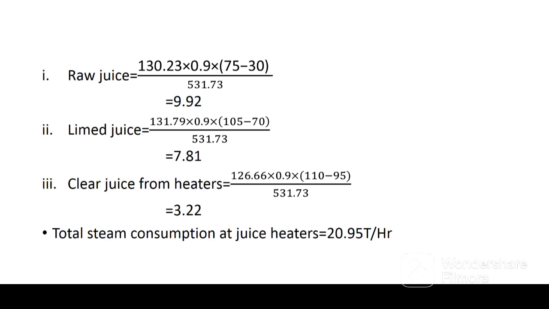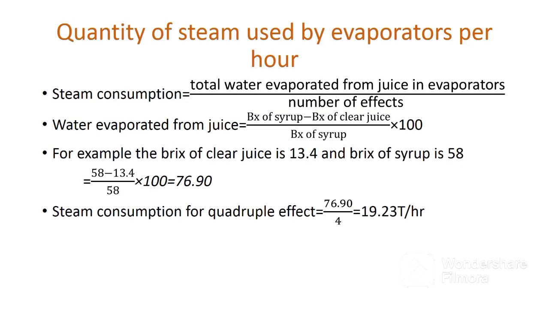So to get the total steam consumed by juice heaters, you will take 9.92 plus 7.81 plus 3.22, which equals 20.95 tons per hour. So in 1 hour, the steam consumed by juice heaters is 20.95. Let's now calculate the quantity of steam used in evaporators.